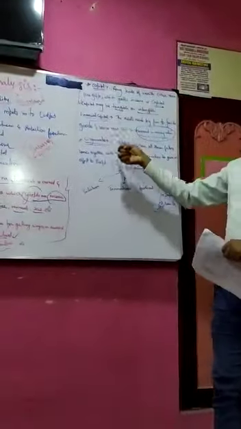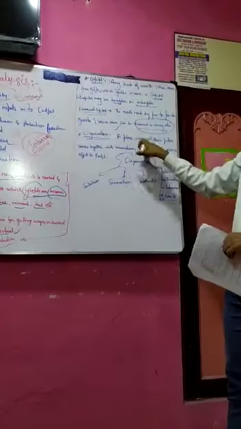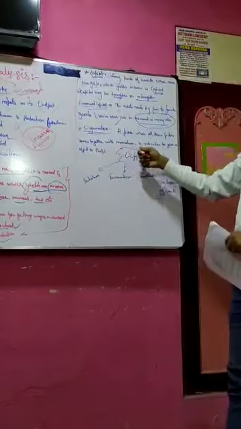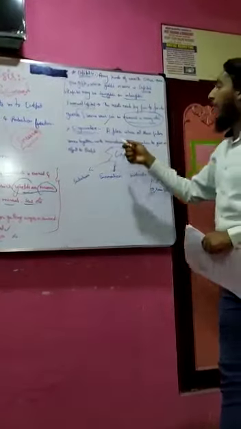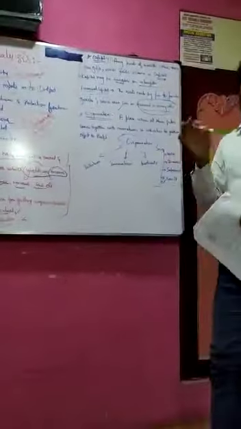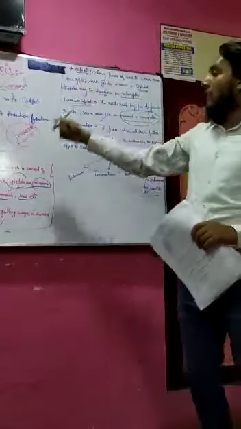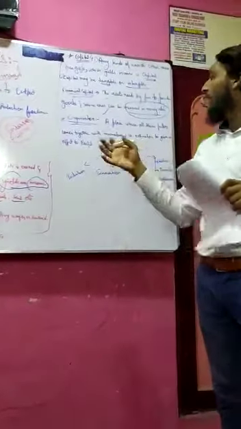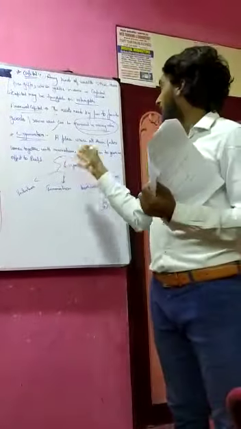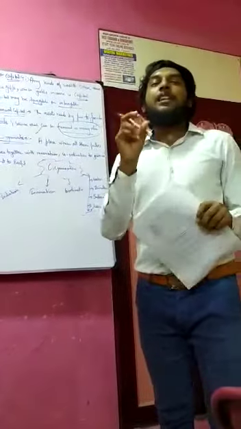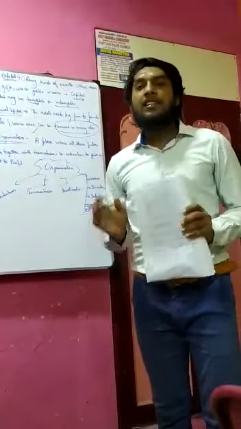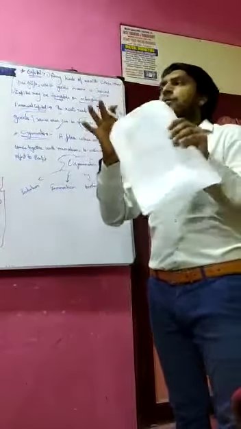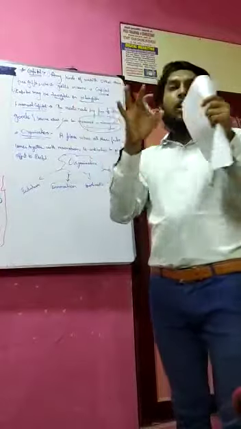And the last factor of production is organization. It is a place where all three factors, land, labor and capital, come together with innovation and coordination for the purpose of earning profit. So organization is a place. For example, this school is there. This school is an organization.